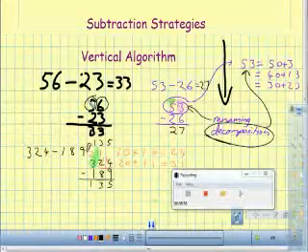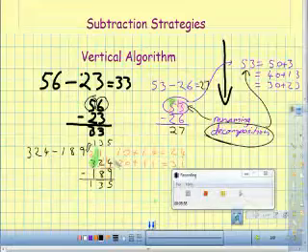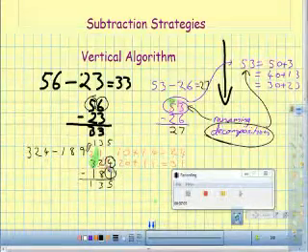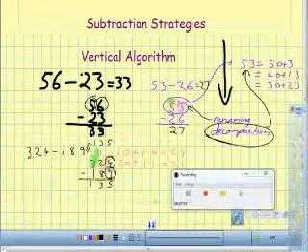So the trick with vertical algorithms is if the numbers are always greater on top, it's no problem. But if the numbers are smaller on top like we had here, then you must do some decomposition and renaming.